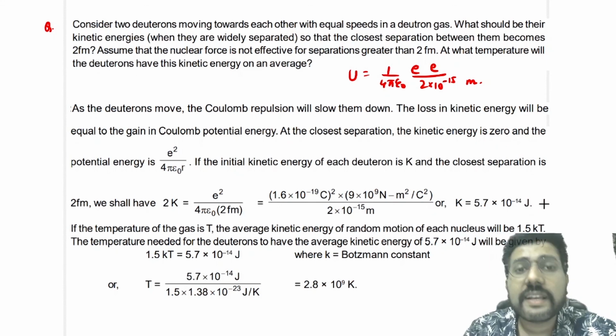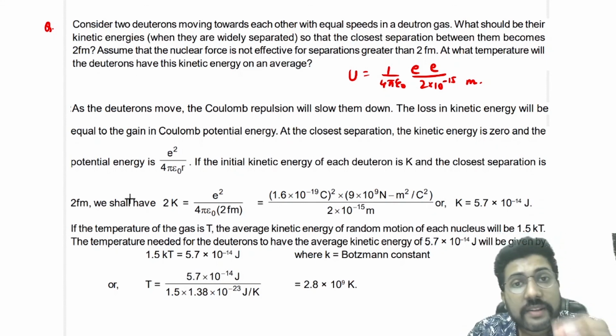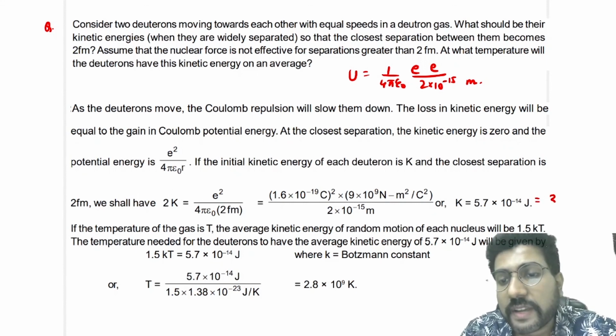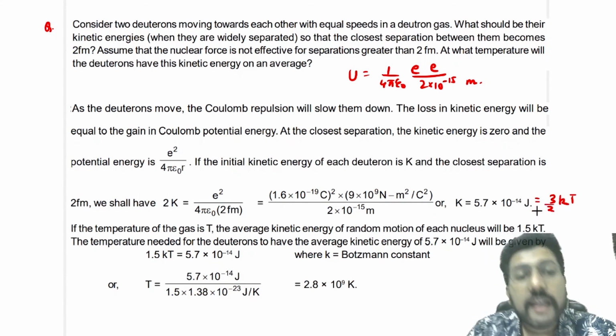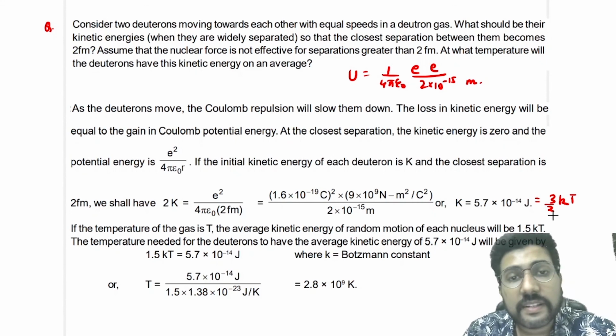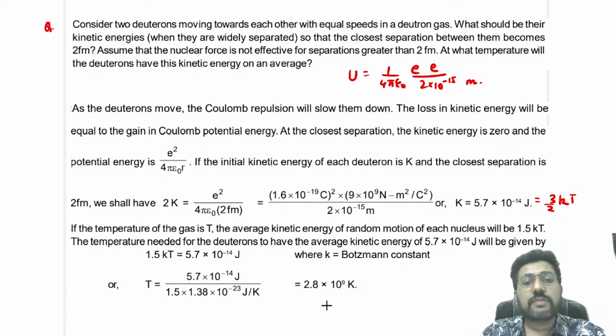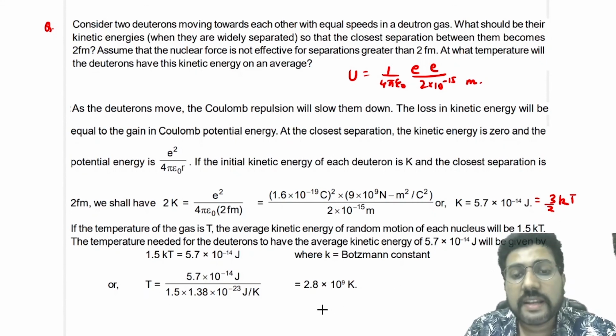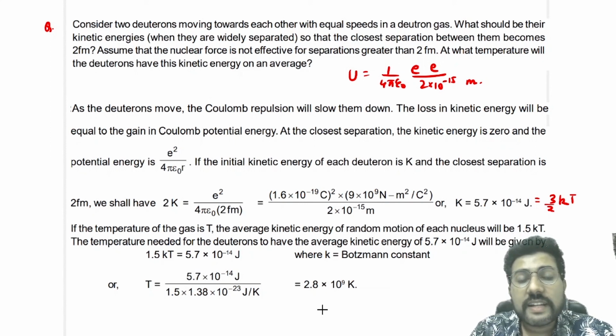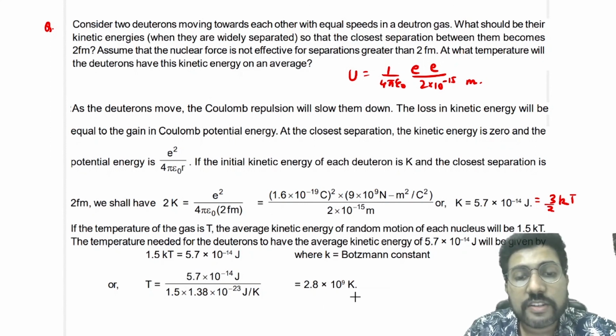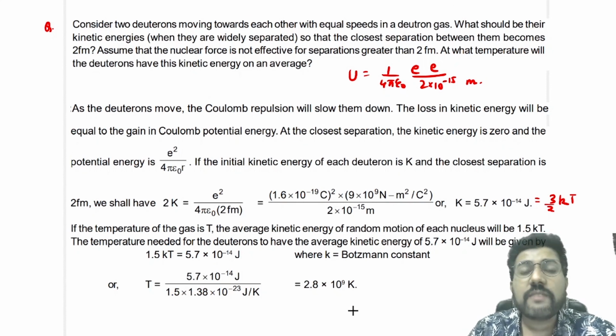This is a very high kinetic energy for one deuterium atom. So if you equate it to 3 by 2 kT, you can get the thermal energy, or you can say you can get the temperature. You know the value of the Boltzmann constant, right? The value of the Boltzmann constant is 1.38 into 10 raised to power minus 23. So from this you will get the temperature as 2.8 into 10 raised to power 9 Kelvin, which is a very high temperature.